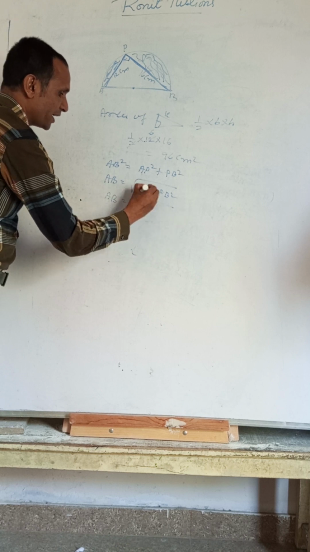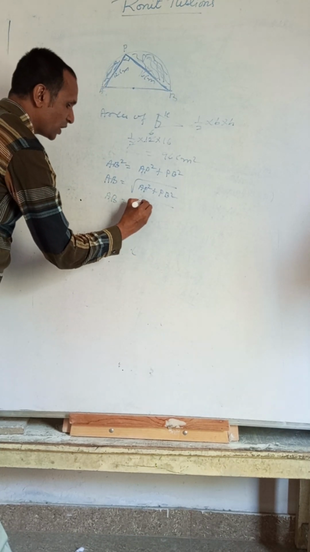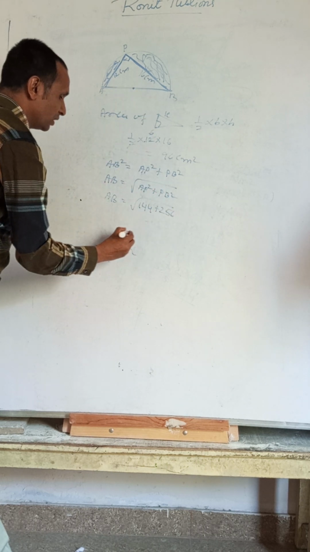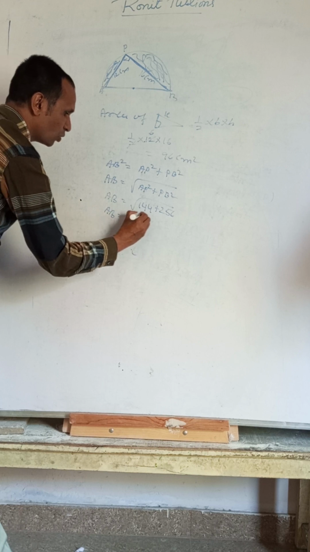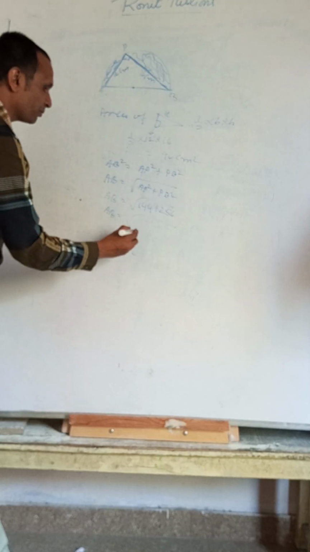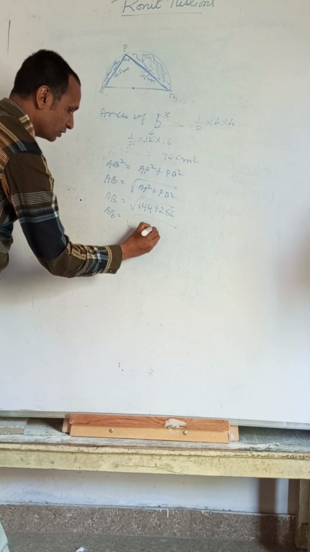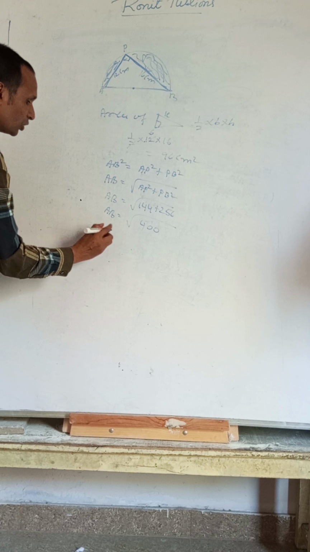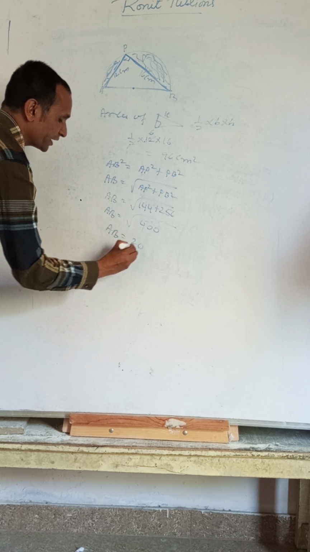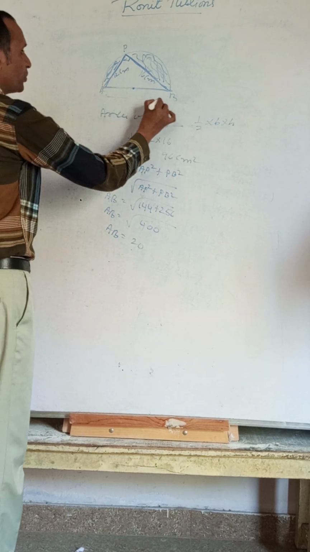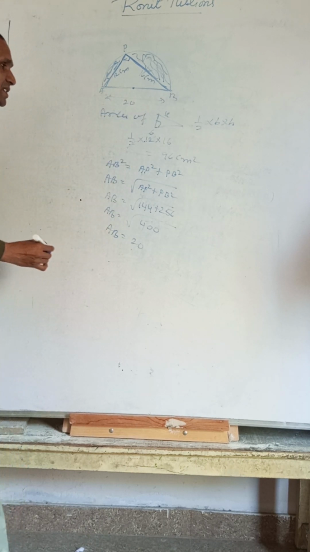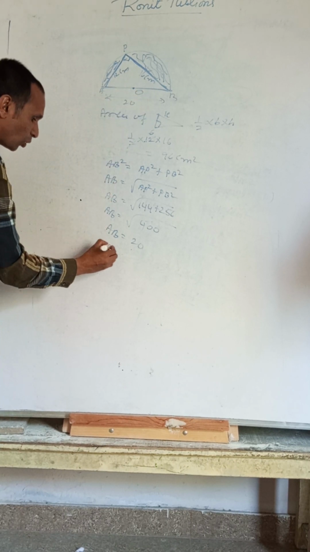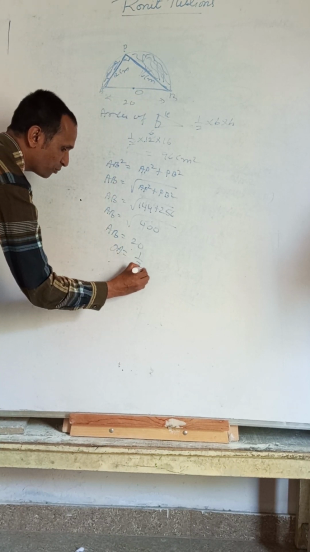AB is equal to root of AP square plus PB square. AP is given as 12, 12 square is 144, plus 16 square, which is 256. Adding these, we get 400. Root 400, so AB is equal to 20. AB is equal to 20 centimeter. Then this is the diameter. AB is the diameter, and the center is O. So OA, the radius, is equal to half of AB.